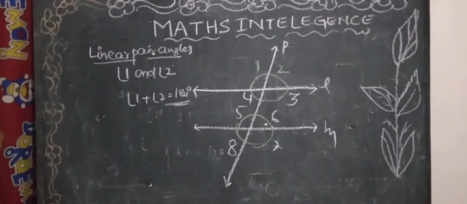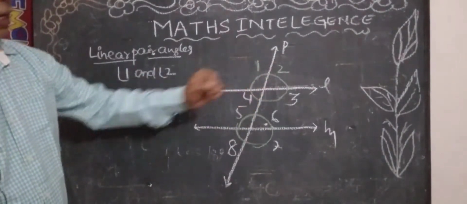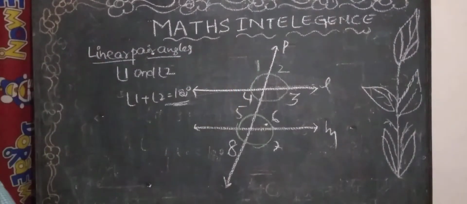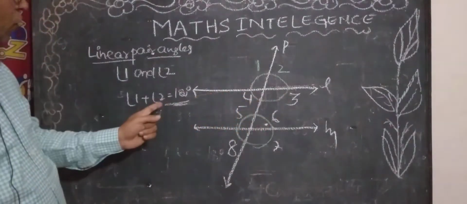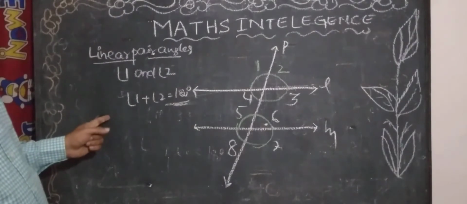And the next one, see. What are the linear pair angles here? One more, angles 2 and 3 are also linear pair angles, and angles 1 and 4 are also linear pair angles. Clear, friends? Angle 3 plus angle 4 is also 180 degrees. Angle 1 plus angle 2 is also 180 degrees.